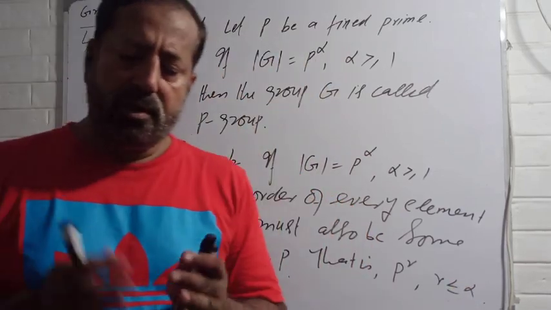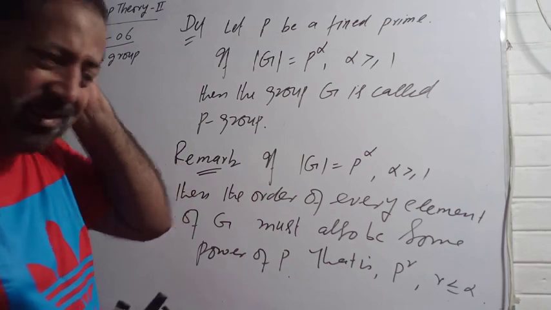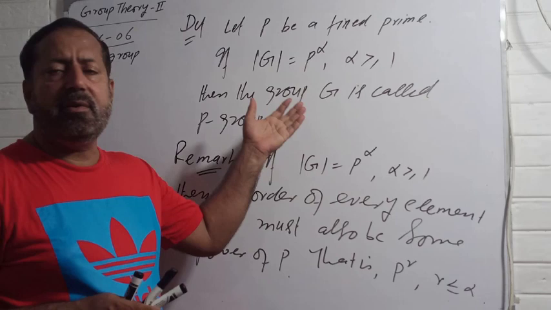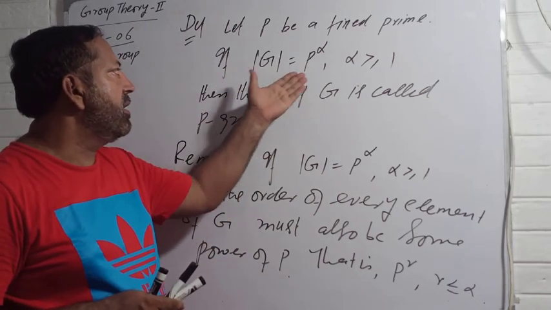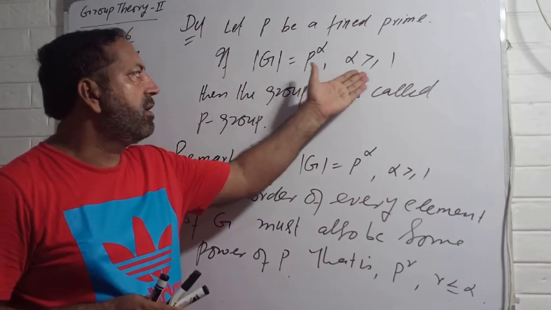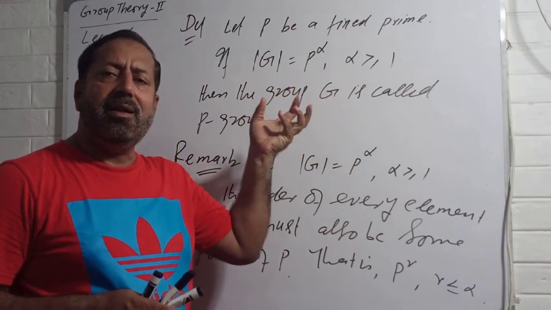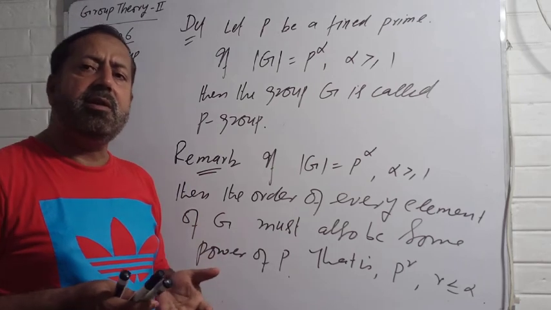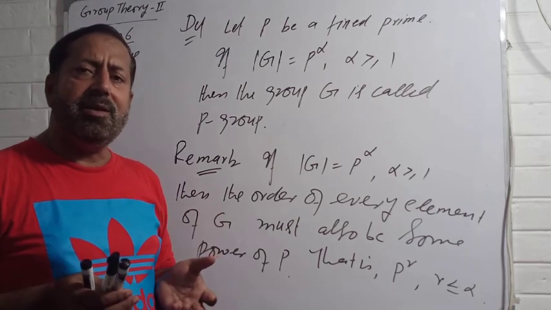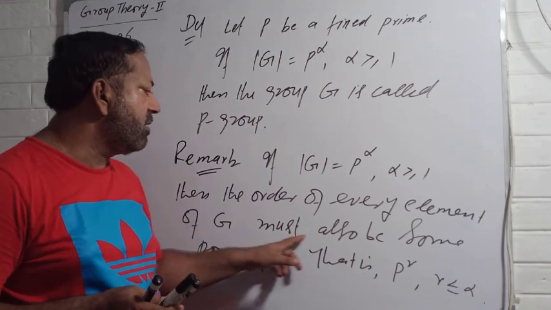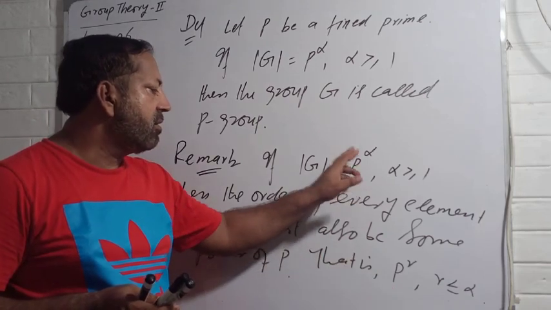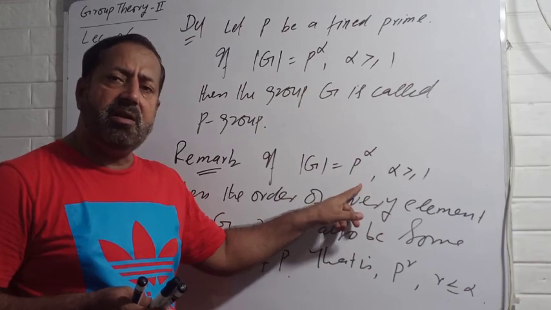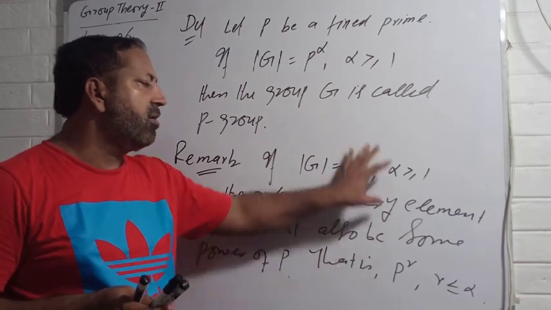So we will discuss with the aid of an example what I am saying. The definition is, if the order of a group G can be expressed as P power alpha, where alpha is greater than or equal to 1, then we call that group a P group. Further we are saying that if G is a P group, then the order of every element of G must also be some power of the same prime P, because with the help of Lagrange theorem, the order of an element also divides the order of G.